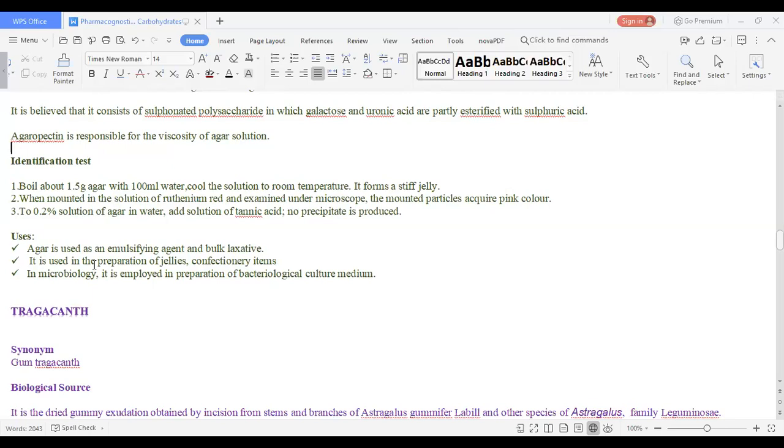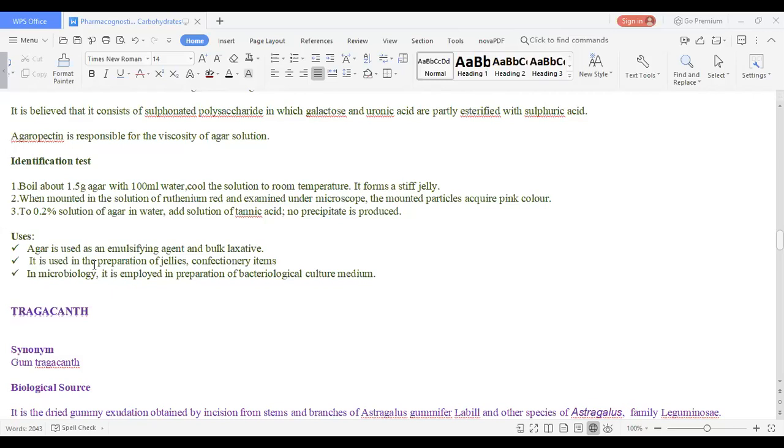The other test is when mounted in a solution of ruthenium red. When you place this gel in ruthenium red and examine under a microscope, the mounted particles will appear pink in color. The third test is a 0.2% solution of agar in water, meaning 0.2 grams of agar dissolved in 100 ml of water. Add a solution of tannic acid. When you add tannic acid, there won't be any formation of precipitate.